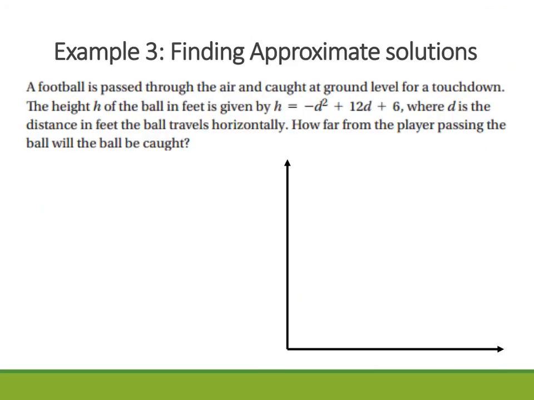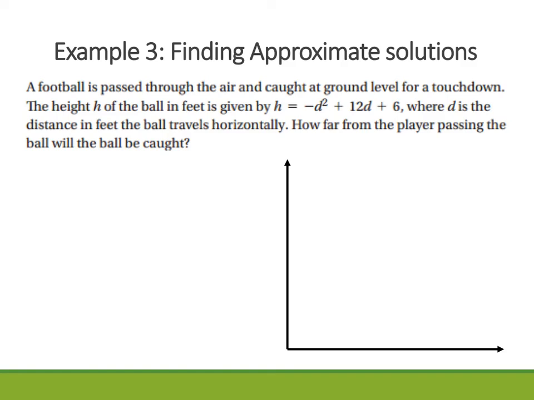That you might have, which is just finding approximate solutions. So these are pretty easy problems actually, and I'm just going to show you how to do this on a graph so that you can get the answer off of a graph. So a football is passed through the air and caught at ground level for a touchdown. The height h of the ball in feet is given by h equals negative d squared plus 12d plus 6, where d is the distance in feet the ball travels horizontally. How far from the player passing the ball will the ball be caught?